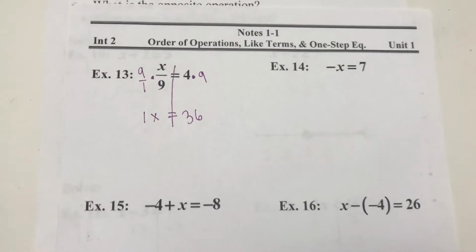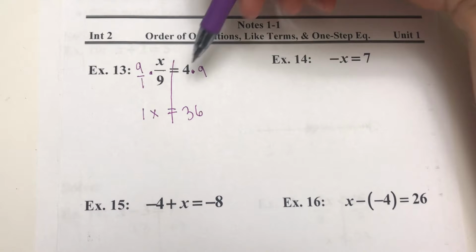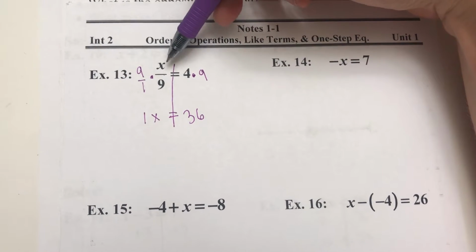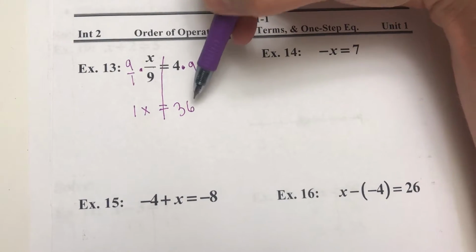36. Since this is algebra, you can check your solution. Go back to the original problem. 36 divided by 9 is 4. We know that 36 is correct.